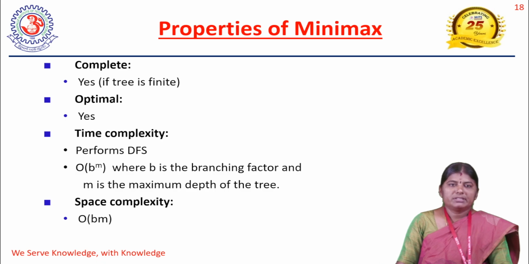Space complexity: as we know, it follows depth first search, so the space complexity is the same as that of depth first search, which is order of bm. Here also it is order of b into m. We know that b is the branching factor and m is the maximum depth of the tree.